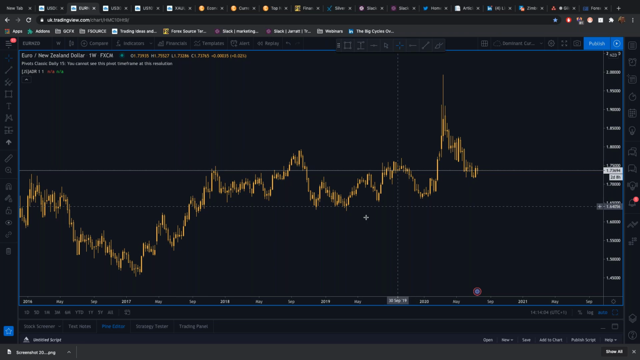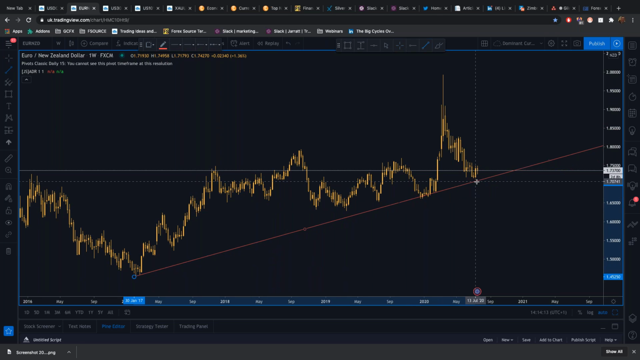We also have this sort of ascending trend line being tested. We draw a line from all the way back there. You see that, we have this major trend line not too far below prices at the moment.